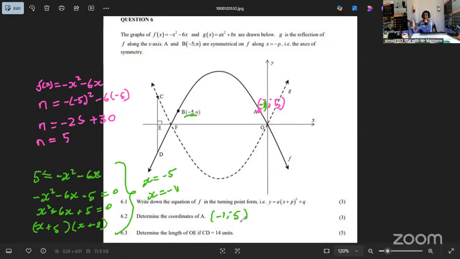Determine the length of OE if CD is 14 units. OE if CD is 14 units. This one is interesting. Very interesting. For sure, you guys can tell this one is interesting as well.